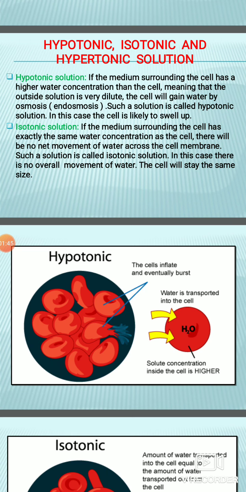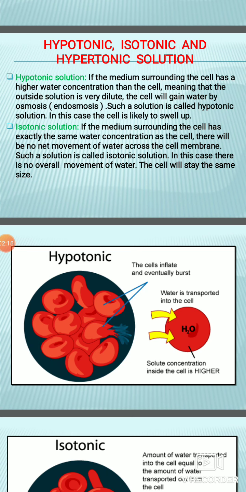Hypo means less, tonic means solute. So if the solution has less solute concentration, that means less salt concentration and more water concentration, then that type of solution is known as hypotonic solution. In this slide, I have shown you red blood cells, that is RBC, present in our human body. We have taken a red blood cell and put it in hypotonic solution.